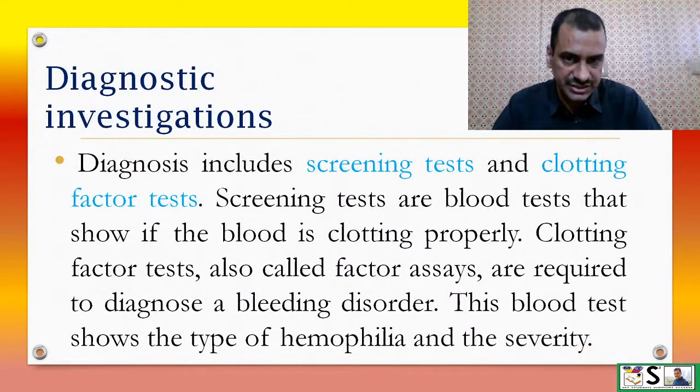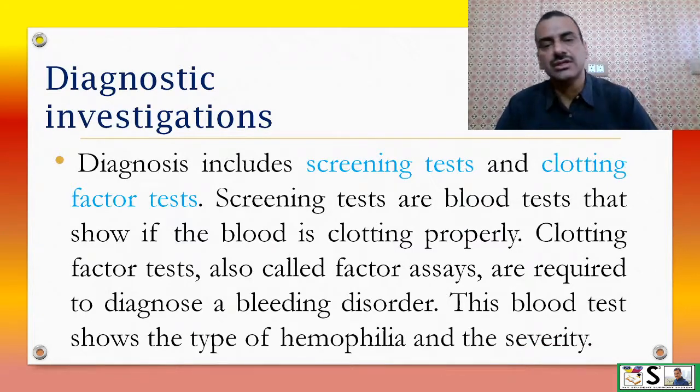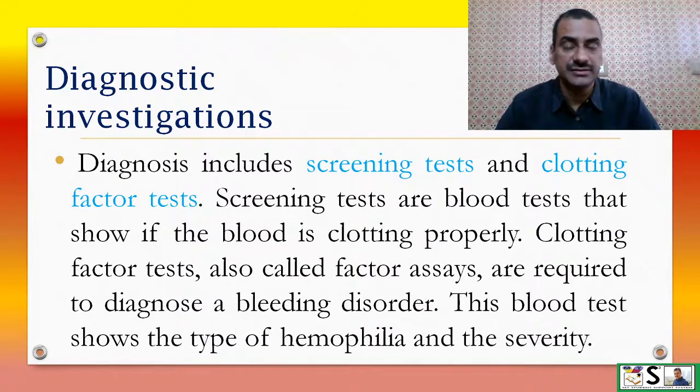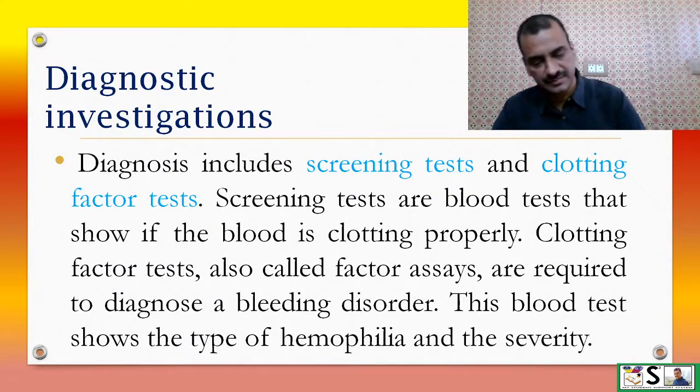So, what will be the diagnostic investigations? Diagnosis includes screening tests and clotting factor tests. Screening tests are blood tests which show whether blood is clotting properly or not. And if it is not clotting, then we go for a factor assay and find out which factor is missing and which type of hemophilia is there.